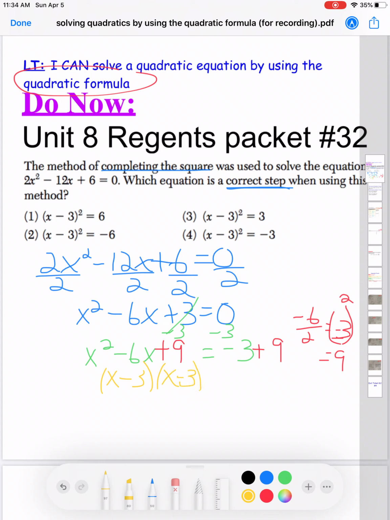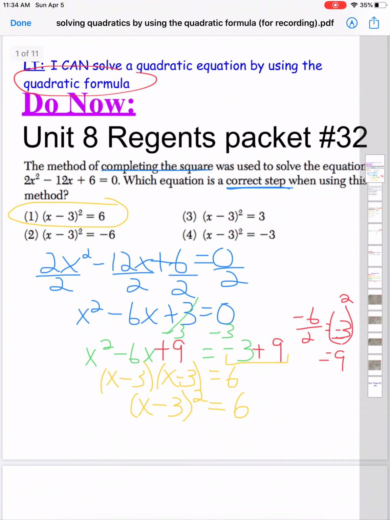Again, in the completing the square method, you should always have the same binomial twice, which means you can just write it once and square it. So on the left side, we're left with x minus 3 squared. Now on the right side, we just have to simplify. Negative 3 plus 9 should give us positive 6. Now usually I would continue solving, but if you notice in our answer choices, we have just found answer choice 1 as the correct step to solve this method. So again, at this point, you should have done number 32 in your Regents packet for our do now.